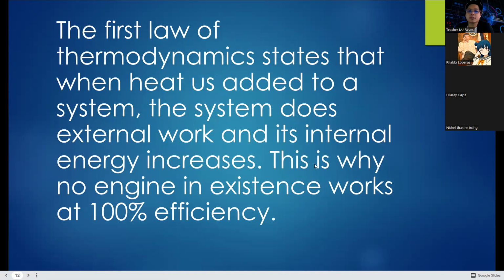The first law of thermodynamics states that when heat is added to a system, the system does external work and its internal energy increases. This is why no engine in existence works at 100% efficiency. Again, because some of this energy will be converted into another form.